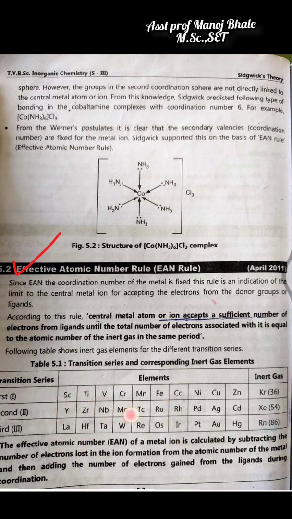There are some transition metals given there. What is their electronic configuration, how are the first, second, and third transition series formed, and we are calculating their effective atomic number from the given complex.